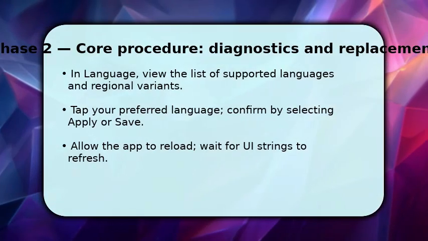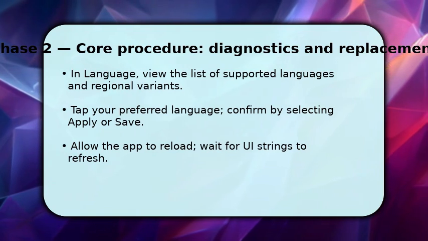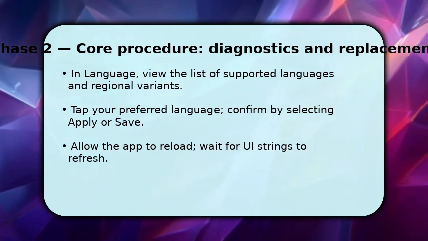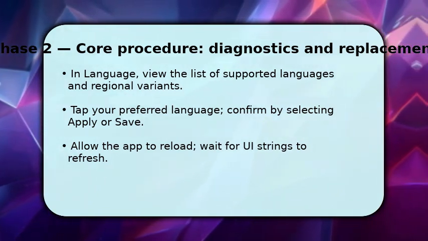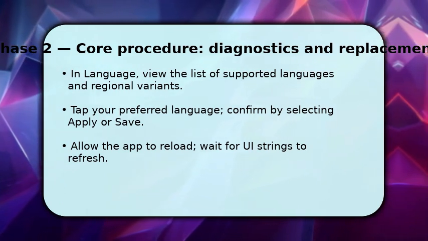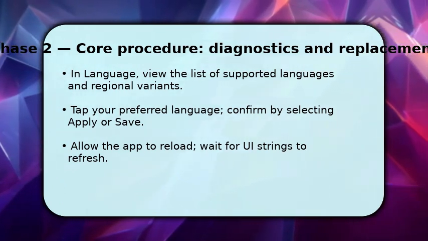Now choose the language you prefer from the language list. You'll see regional variants for some languages. Pick the one you read best. Tap the language, then confirm with apply or save so the app persists your choice.